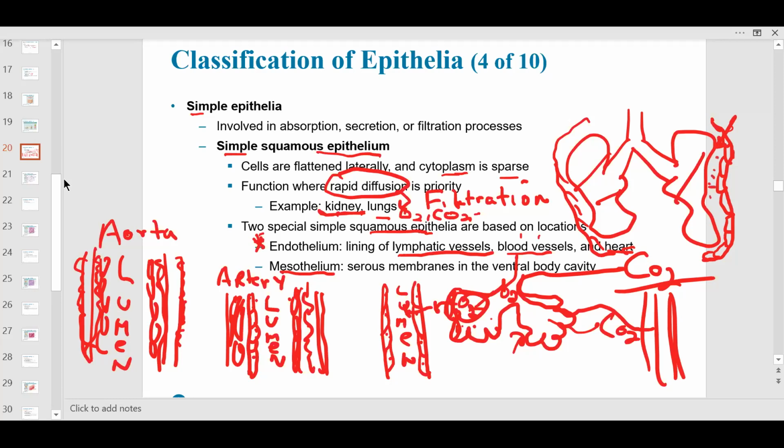You want to reduce friction because the lungs are going to expand. So the inner parts are lined with endothelium. The outer parts are lined with mesothelium. Okay? So another difference, basically, right?